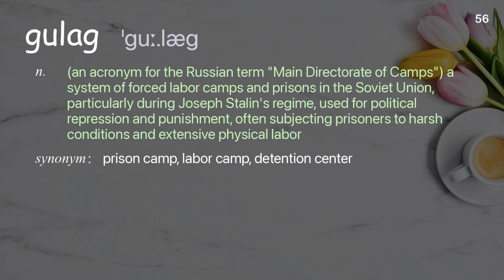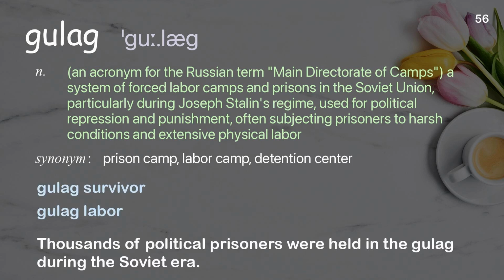Gulag. An acronym for the Russian term Main Directorate of Camps, a system of forced labor camps and prisons in the Soviet Union, particularly during Joseph Stalin's regime, used for political repression and punishment, often subjecting prisoners to harsh conditions and extensive physical labor. Examples: Gulag survivor. Gulag labor. Thousands of political prisoners were held in the Gulag during the Soviet era.